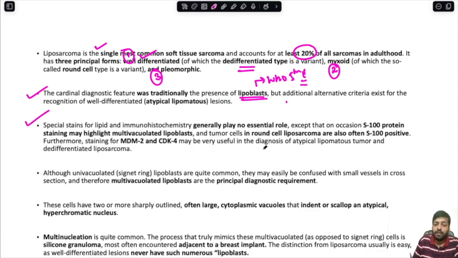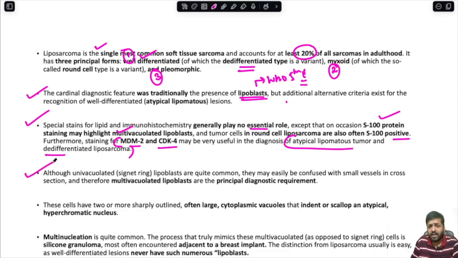Now, special stains for lipid and IHC generally play no essential role, except that on occasion S100 protein staining may highlight the multi-vacuolated lipoblasts, and the tumor cells in round cell liposarcoma are also often S100 positive. So basically the major role of S100 or IHC is just to highlight the lipoblasts or the adipocytic nature of the tumor in conditions where the lipoblasts are not readily visible histologically. Furthermore, staining for MDM2 and CDK4 may be very useful in the diagnosis of atypical lipomatous tumor and dedifferentiated liposarcoma because they contain such amplification. We will come into the details of that. Right now, we are just discussing the basics of liposarcoma.